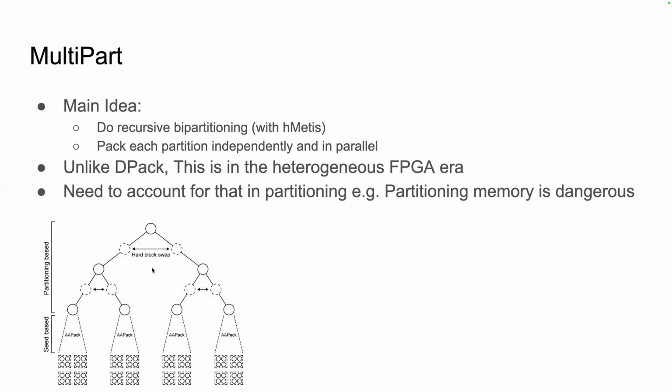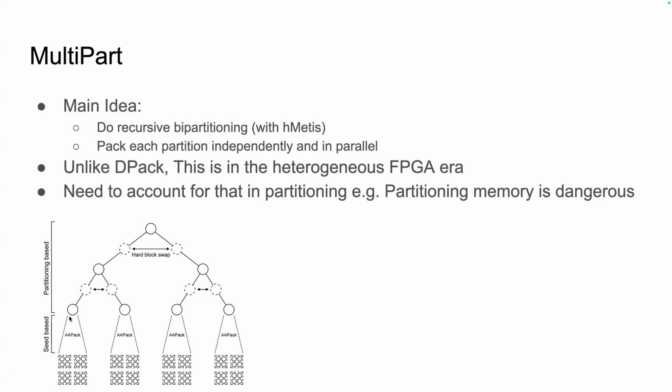And here you can see in this figure, they do a recursive bipartitioning again. They partition things in two. They have this hard block swap stage that I'll talk about later. And then they partition the resulting partitions in two until they get to some partition size that they deem a limit. And then they just call AAPack to pack that.